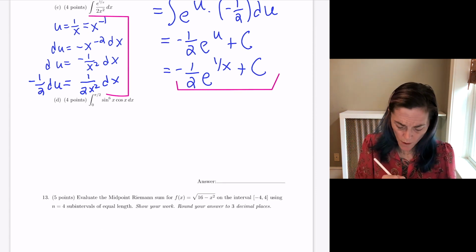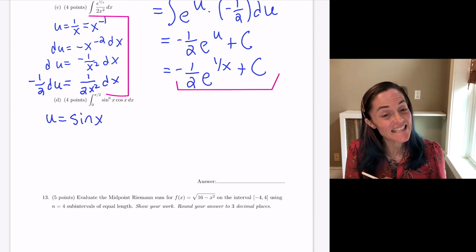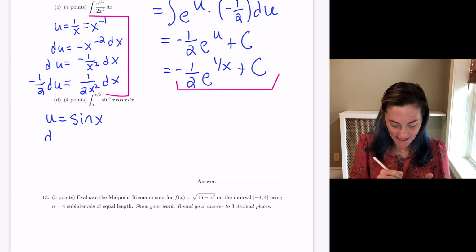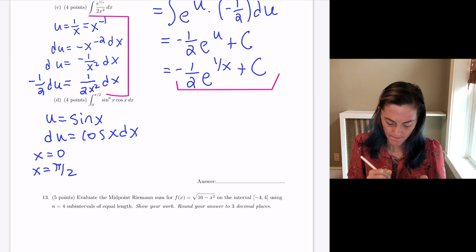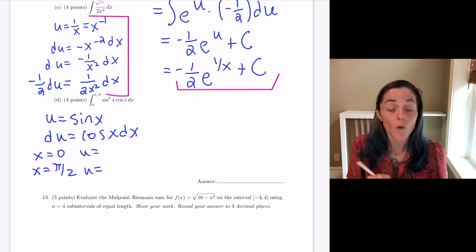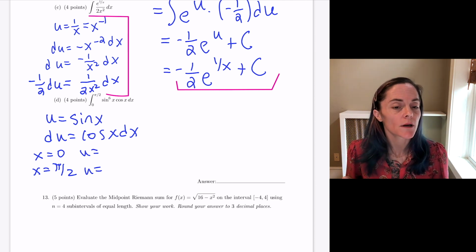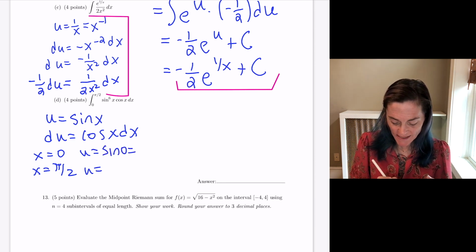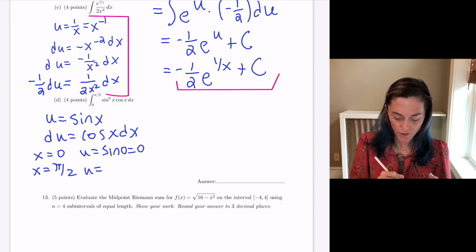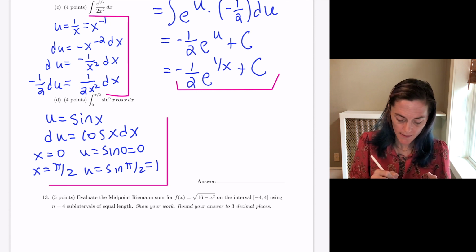We have another definite integral. This one's pretty short. In fact, I think it's shorter than the other one we did, but it is substitution. U is sine x, du is cosine x dx. I always change my limits of integration to u limits of integration. I find it much simpler. So when x is 0, u is the sine of 0, which is 0. When x is pi over 2, u is sine pi over 2, which is 1.